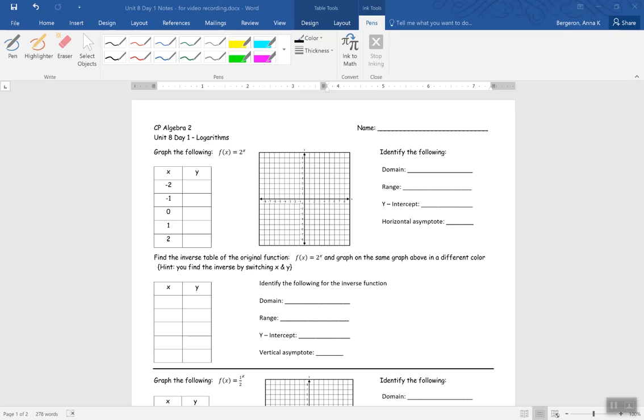So as we get started, what I'm going to have you do is look at the first page of the notes. I want you just to try that first page. The first page is mostly a review of exponentials, so it should feel really familiar.